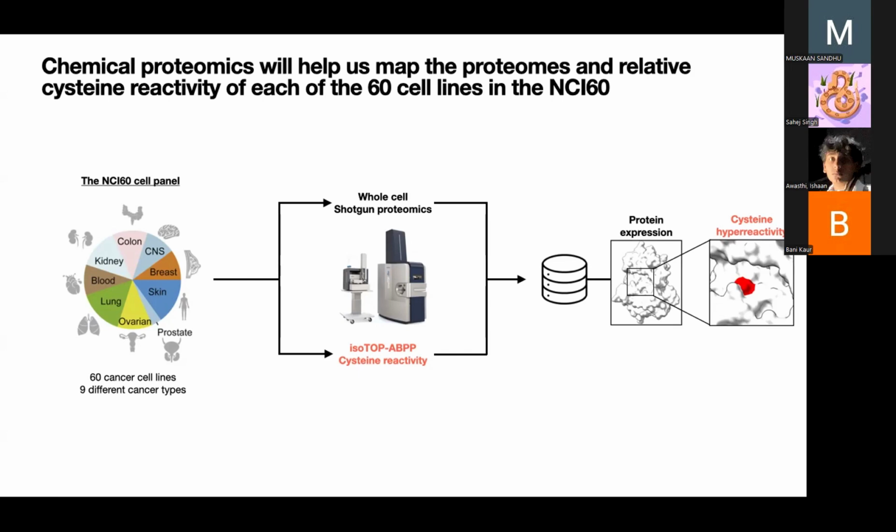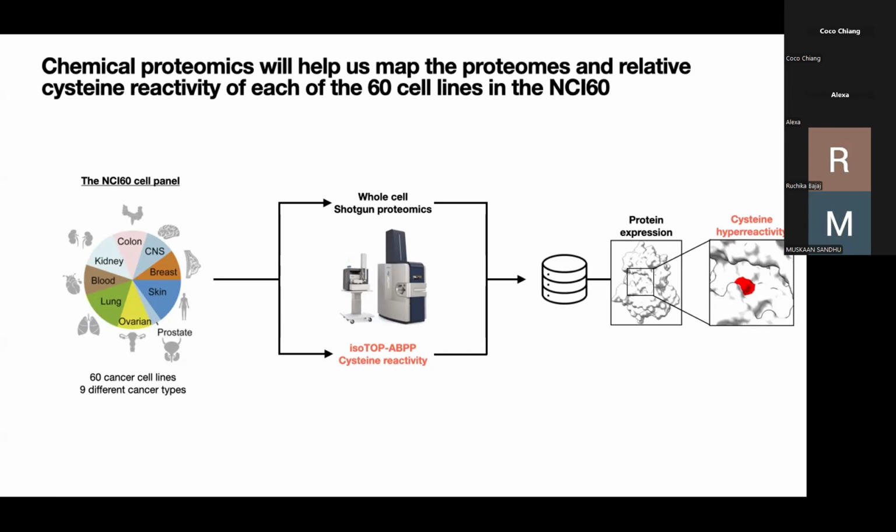And the ultimate goal is to compile all of this into a useful database that will allow users to look through all of this and determine, going back to the first slide that I showed you guys, if they're trying to screen for off targets, what's the best collection of 3 or 4 cell lines that they can use that maximizes the coverage of the proteins that they're interested in?